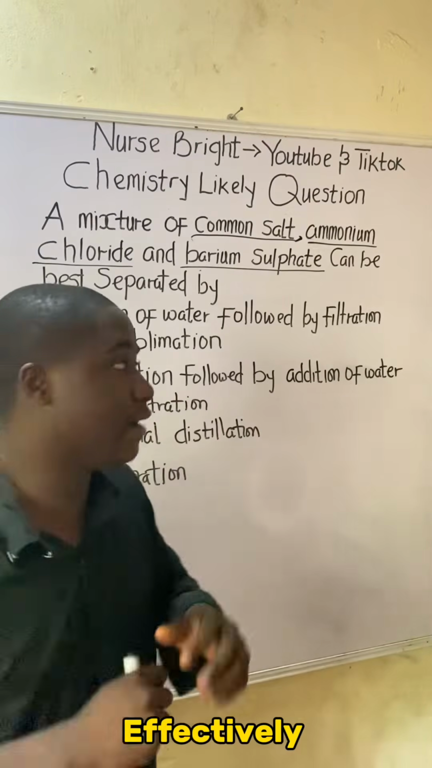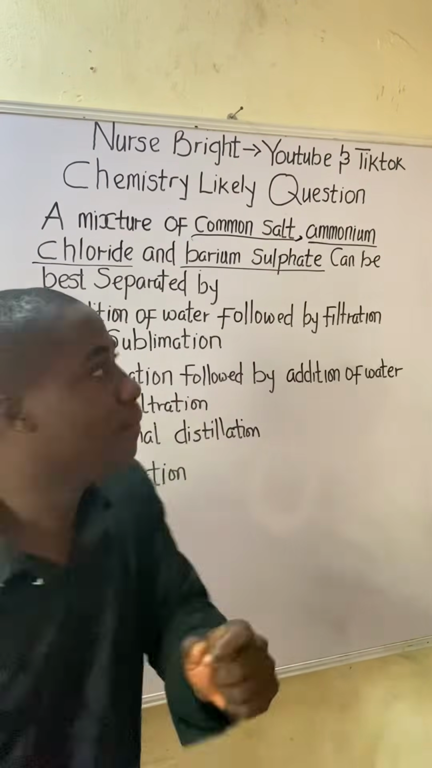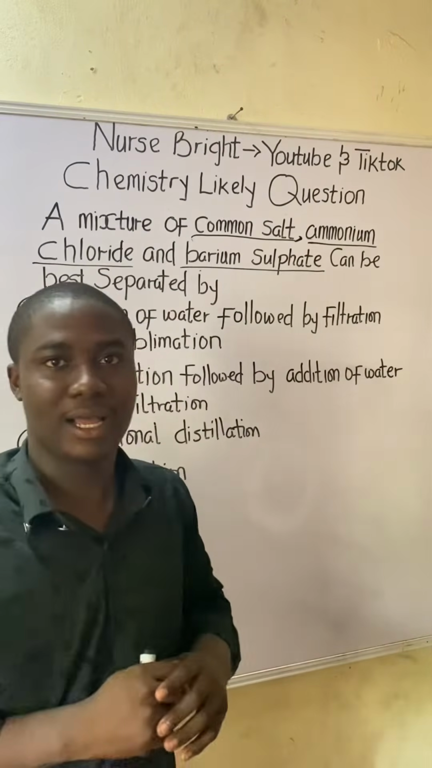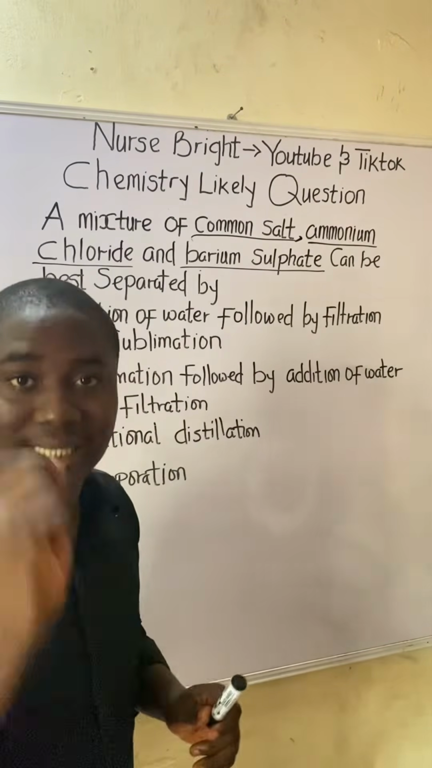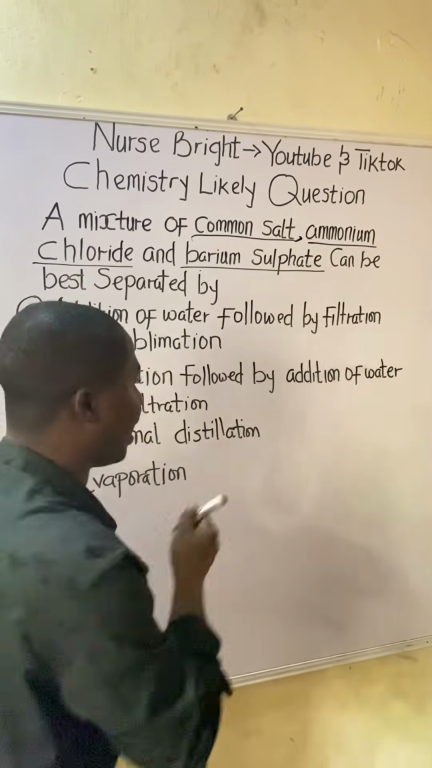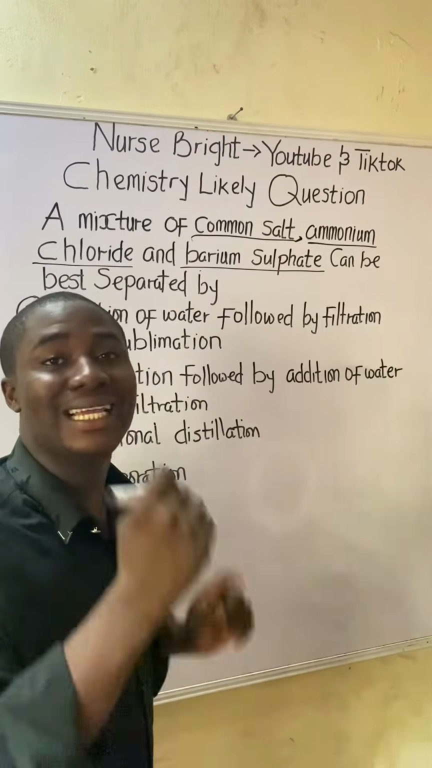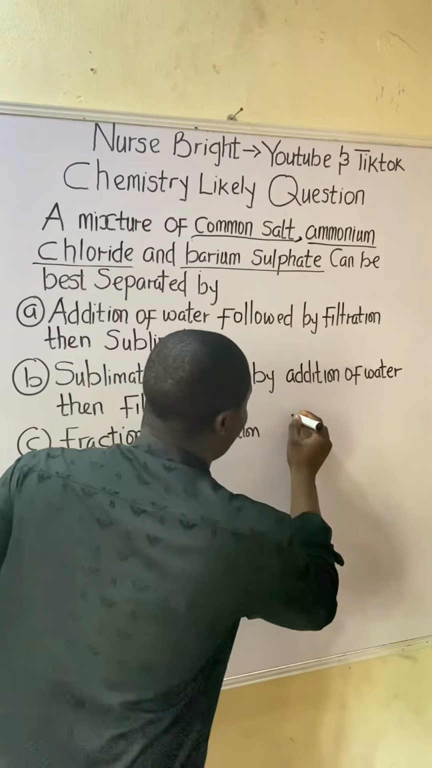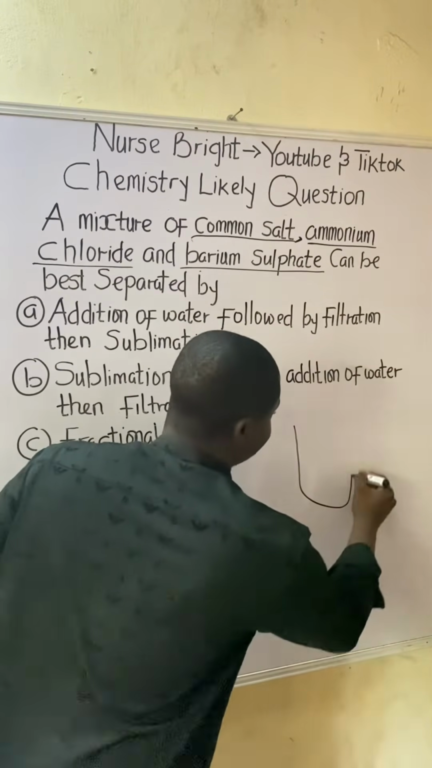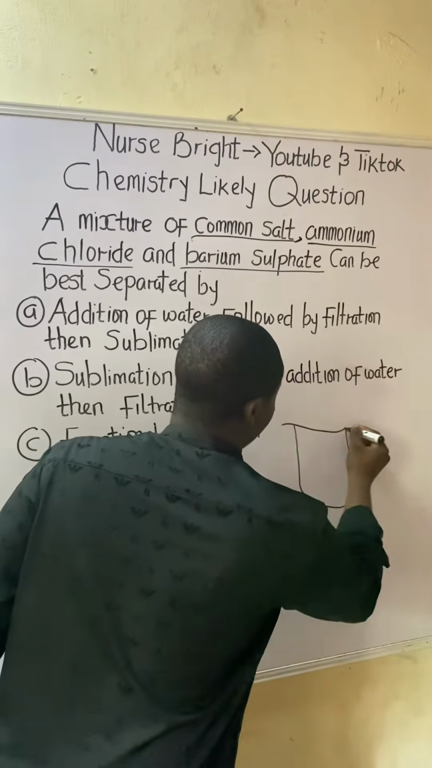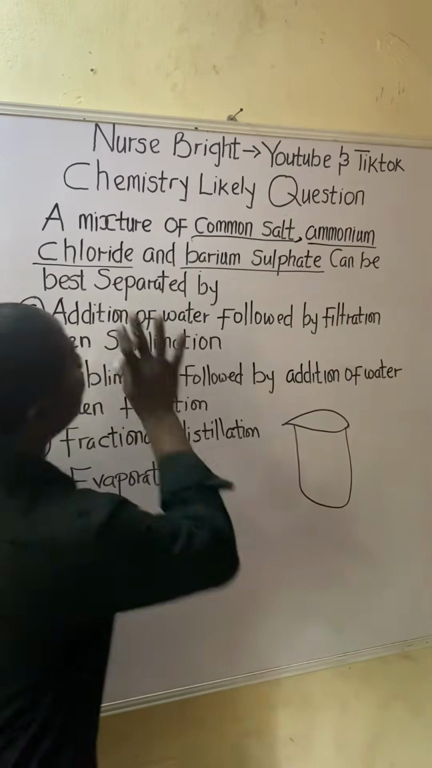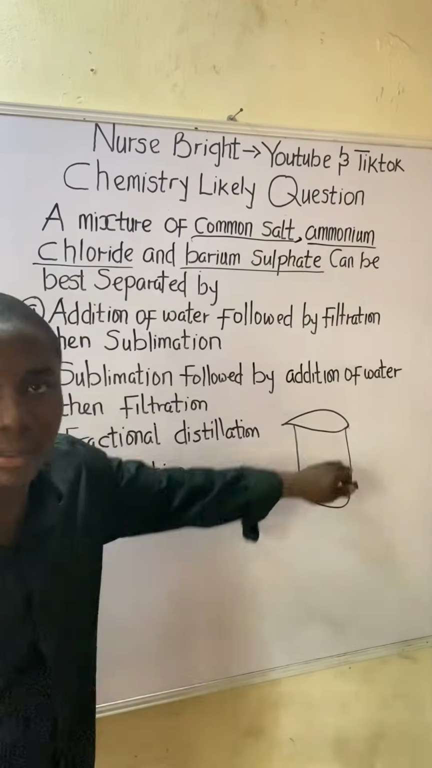So now listen carefully. Let us assume that these substances are inside a beaker. Here is the diagram of a beaker. A beaker is an instrument that is used in the laboratory, and this is how a beaker looks like. All right, so let's say all of these substances are inside the beaker.